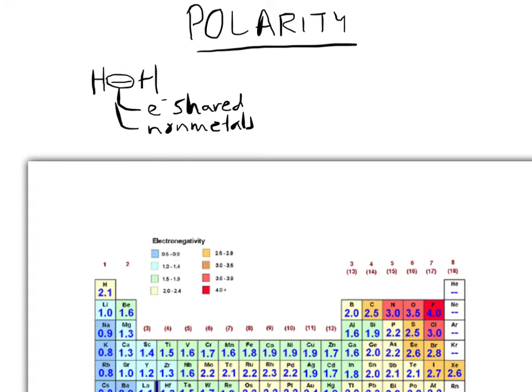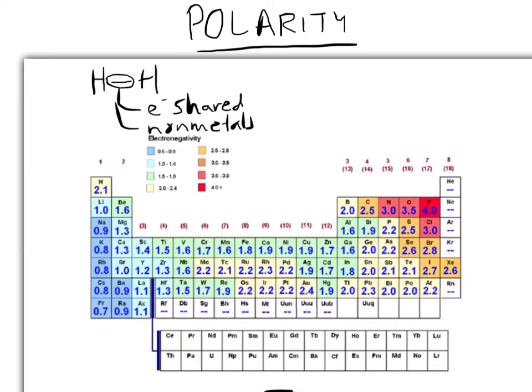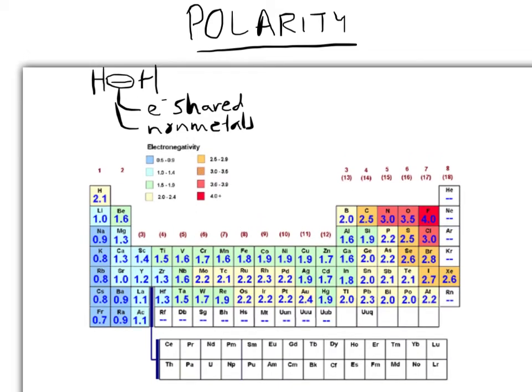Well, it all has to do with electronegativity. So what we have here on this periodic table is electronegativity values for all the different elements. And remember, electronegativity here is the ability of an atom to attract electrons to its nucleus. Another way of saying that is how badly an atom wants electrons. So higher electronegativities mean an atom wants electrons more than another element that has a lower electronegativity.